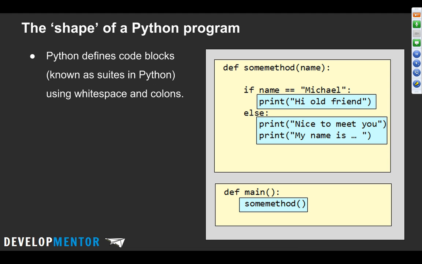Okay, so let's look at the shape of a Python program really quickly. This is probably the most striking difference from what you guys are used to in C#. In C# or C or C++ or Java or many of these C derivative languages, blocks of code are defined with curly braces. If statements have curly braces, methods have curly braces, classes have curly braces. Curly braces are the scoping block. In Python, we don't do that. We use white space and colons.